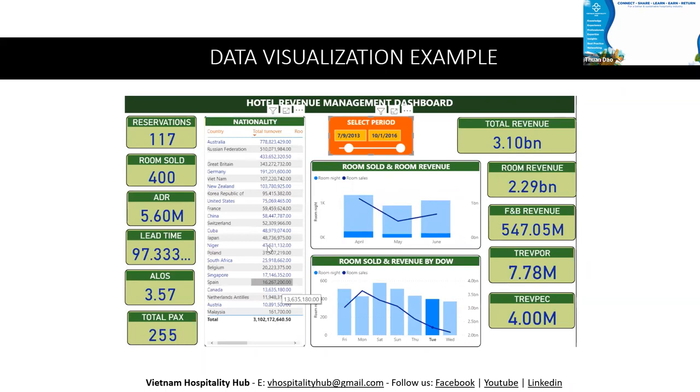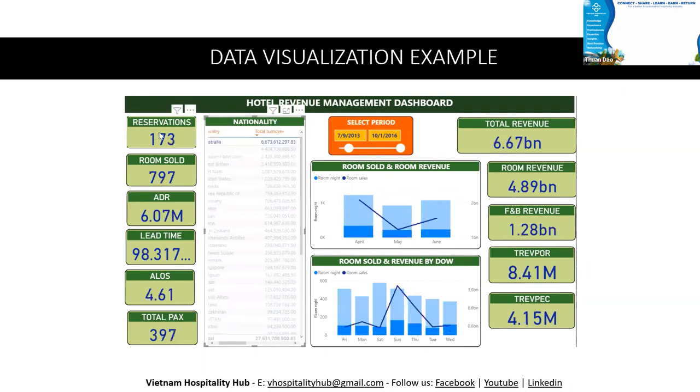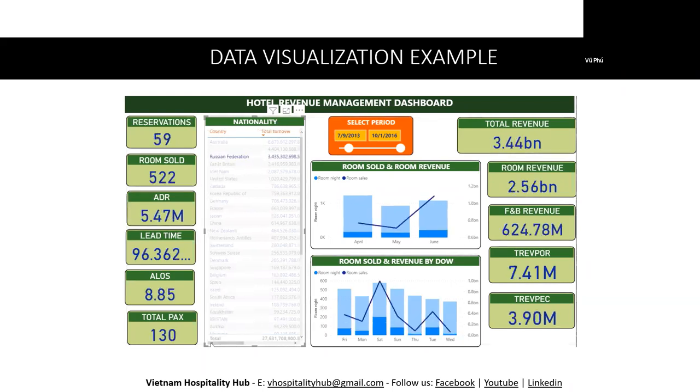All right, you see this is by nationality. You just click on any nationality, so the data will come. Let's say click on here. Okay, there is 173 reservation room zone.